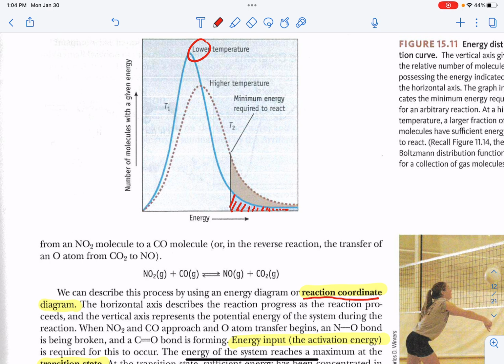But if I raise my temperature to a higher temperature and look at how many particles have enough energy, not only do the particles represented by the area shaded in blue, but now the particles represented by the area shaded in gray all have sufficient energy for there to be an effective collision, should the orientation be right. In other words, raising the temperature from here to here increases the number of particles that have sufficient energy.